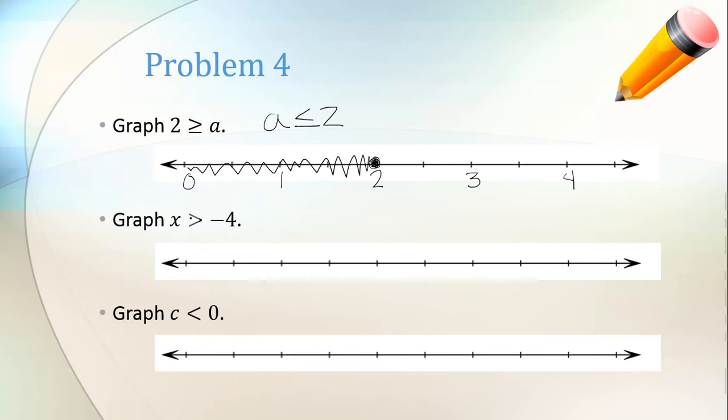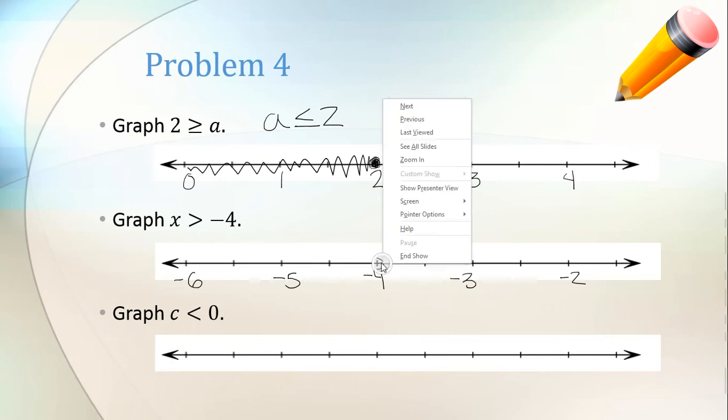Let's try this one. x is greater than -4. So I need to put my numbers around. Now, make sure that you put the ones less than -4 on the left. So that's -5 and -6. And then -3, -2. So what kind of dot at -4? I should have an open dot because it's only greater than, not greater than or equal to. So I get to have just an open circle around there.